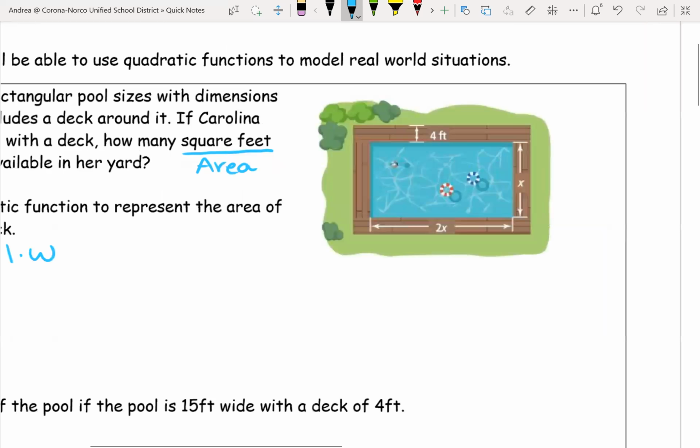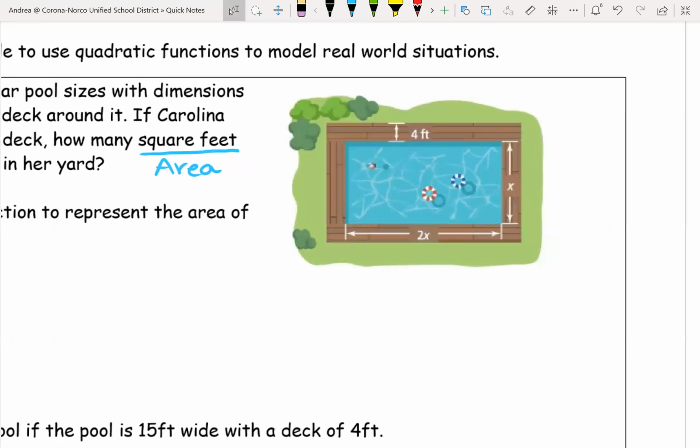So we look at the pool. It says the deck is 4 feet wide. So that means this piece right here is also 4 feet. That also means that this piece right here is 4 feet. So this entire length here is x plus 4 plus 4, which is x plus 8. Does that make sense?